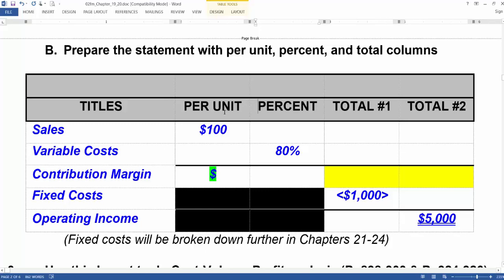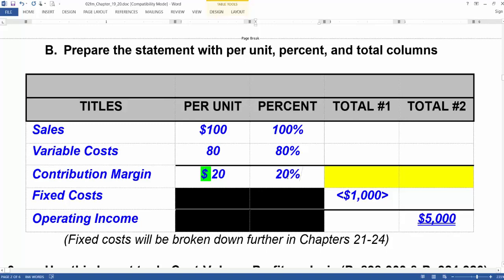Look for the parts that fit. The sales is going to be the largest number on our income statement. That number will always be 100% of itself, so I'm going to make it 100%. And variable costs were already defined as being 80% of the sales. If I multiply 80% times 100, I'll get $80. And of course the math is kind of easy on this one: 100 minus 80 equals 20, and 100% minus 80% is 20%.